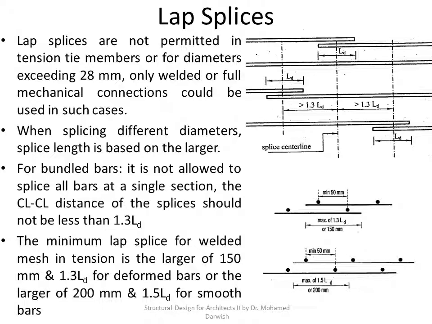And the minimum lap splice for welded mesh in tension is the larger of 150 millimeters and 1.3 of the development length for the core bars, or 200 millimeters and 1.5 of the development length for smooth bars. Okay, I hope I was straightforward in providing this information.